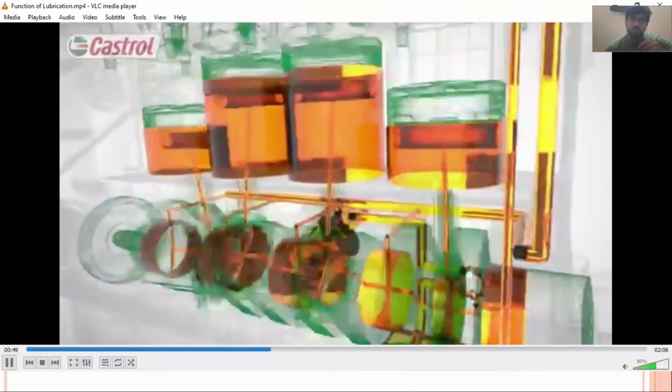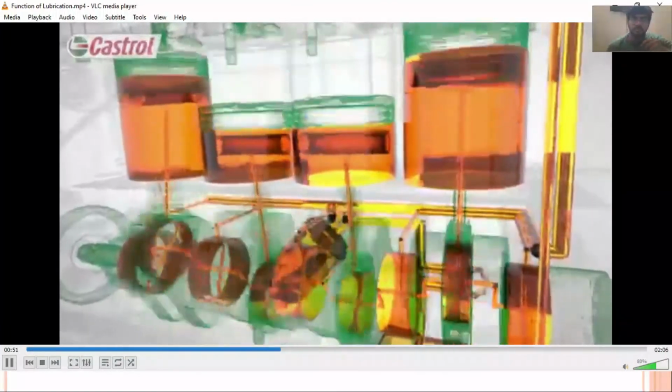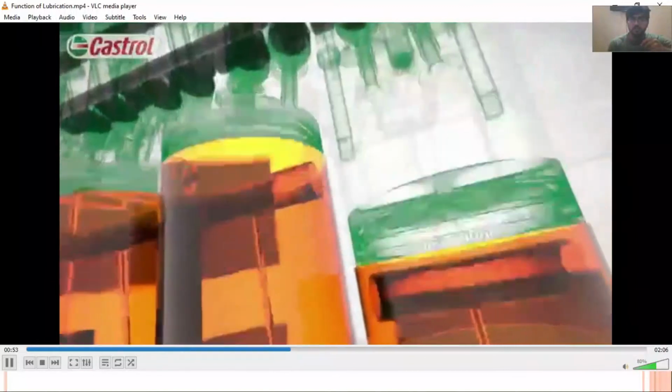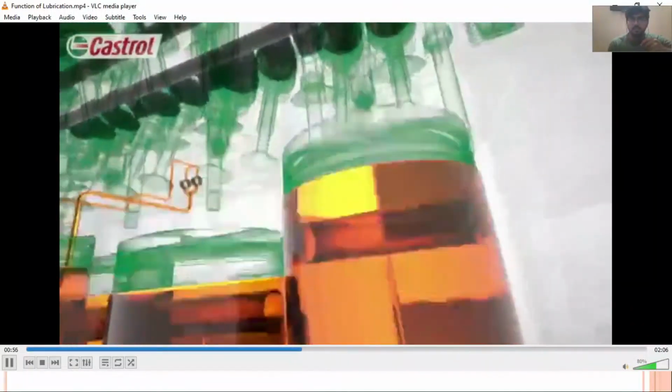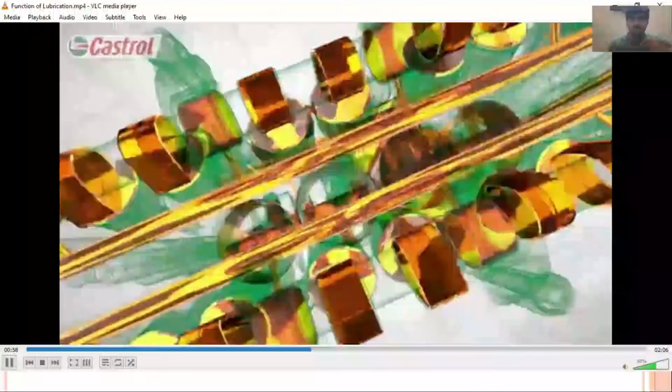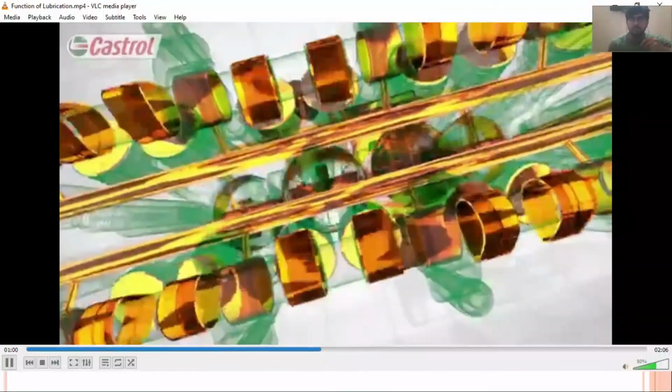The bearings, supporting the crankshaft on a continuous film of oil. Pistons, cooled down and kept clean by the oil's detergent action. And the valve train, protected by the oil's anti-wear system. Means that lubrication oil is basically going to the bearings of the crankshaft. It is also going for the lubrication in the piston and the cylinders, and also your valve train is being lubricated by this lubrication oil.